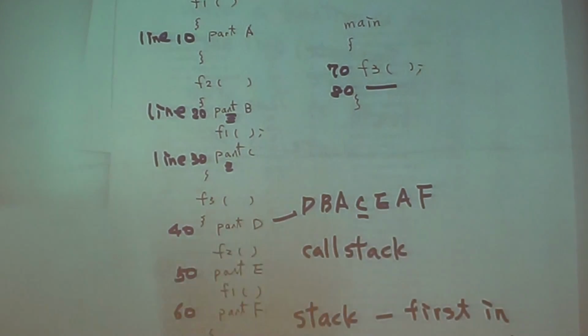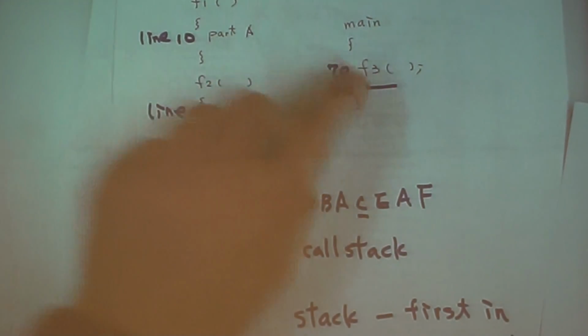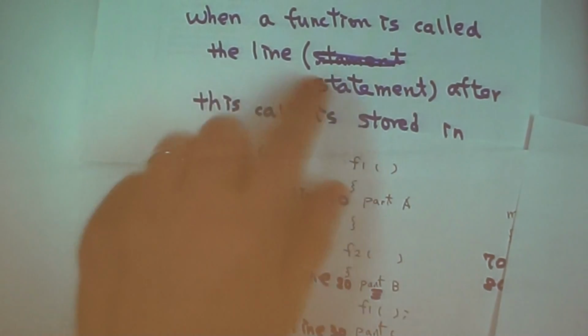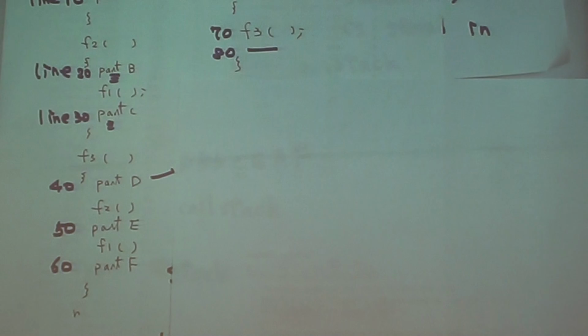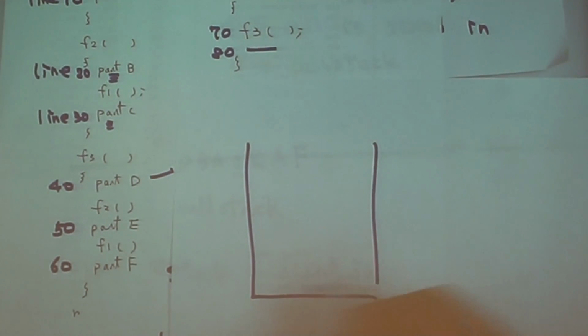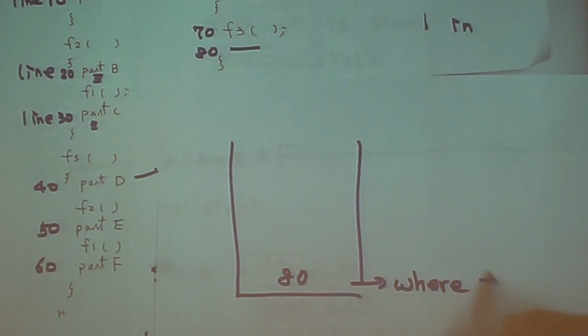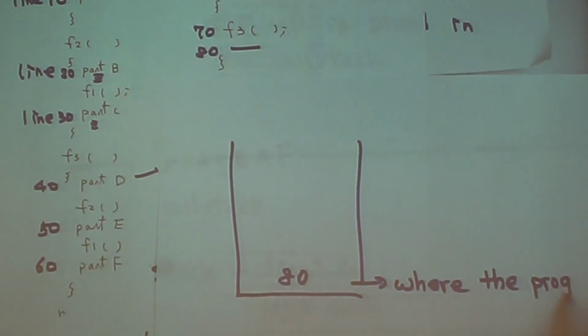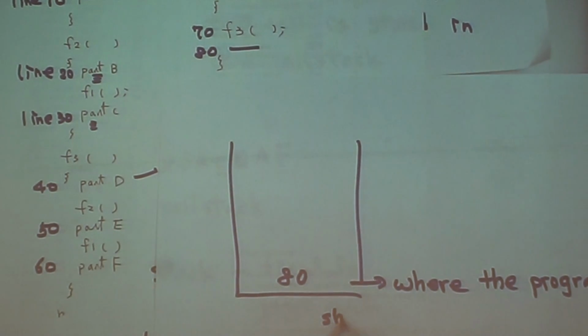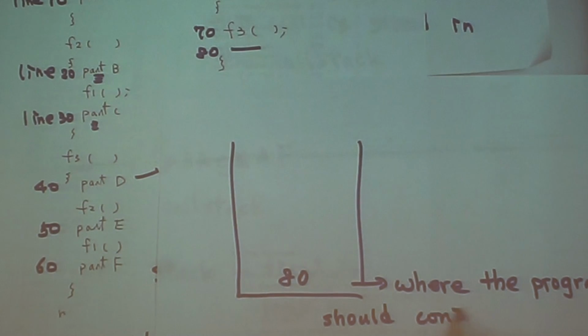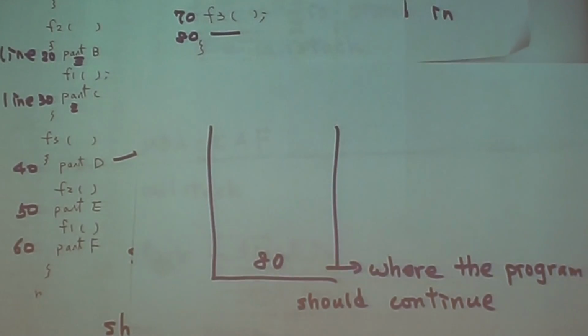Then when main function calls F3, based on this rule, when a function is called, the line after this call is stored in the call stack. So the call stack will store 80. What does that mean? It means where the program should continue. After function F3 finishes, the program should continue from line 80.